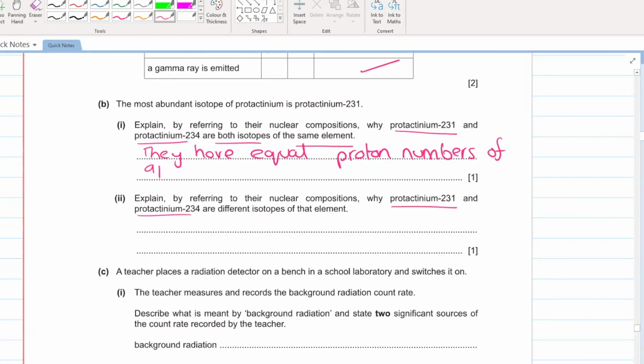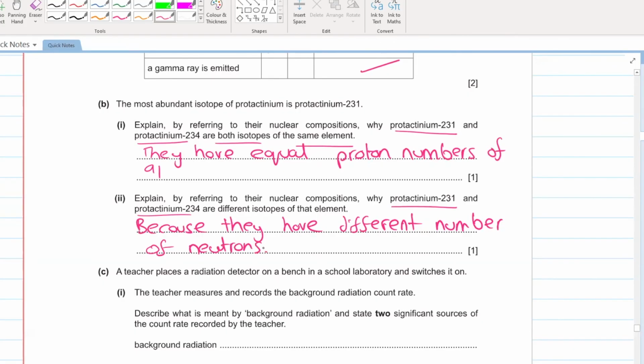बेटा, isotopes different क्यों होते हैं? Because they have a different number of neutrons. Number of neutrons. Simple as that, nothing complicated here.